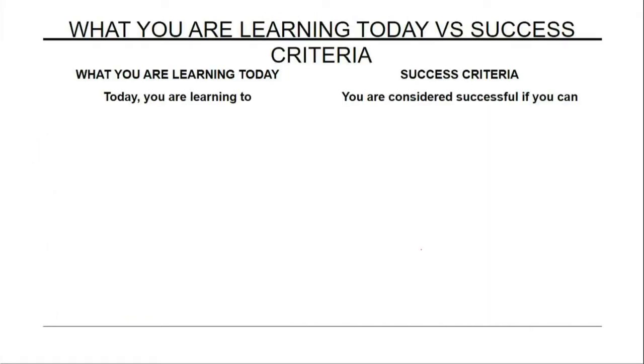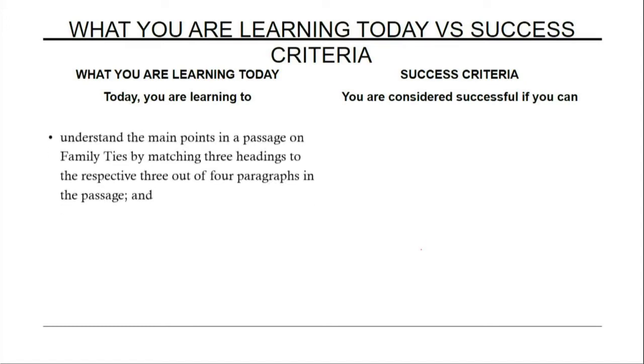Before we go further, let's see what you're learning today and the success criteria. What you're learning today. Today, you're learning to understand the main points in a passage on family ties by matching 3 headings to the respective 3 out of 4 paragraphs in the passage, and explain your own way of how to learn about your family's past.